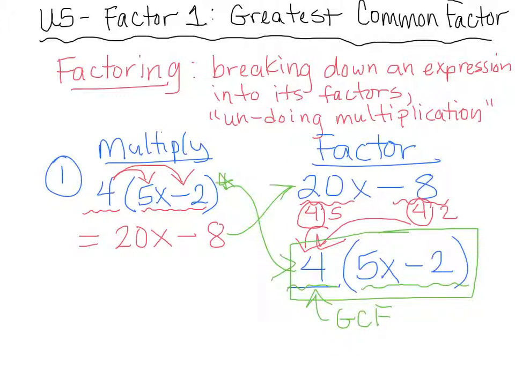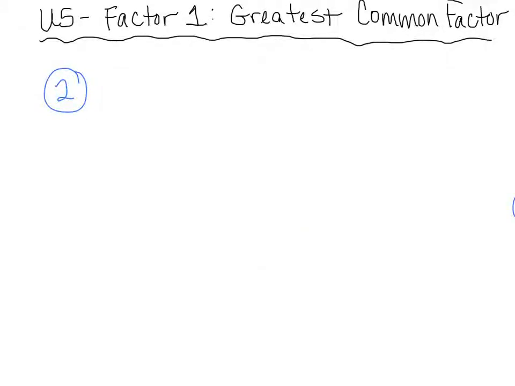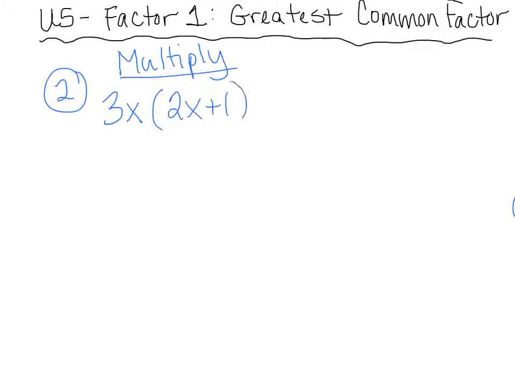Okay, let's look at another example. Okay, so for example 2, first we'll do the multiply version. If I gave you 3x and then in parentheses 2x plus 1. Well, this is our single multiplier. We would multiply it into the parentheses using the distributive property, right? And the 3 times 2 is 6.